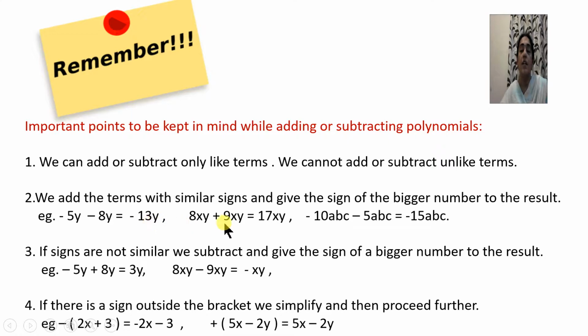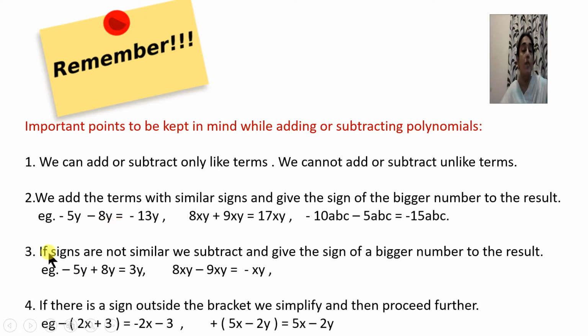Here 8xy plus 9xy, we add the coefficient, that is 8 plus 9, 17. So we write down 17xy and sign of the bigger number is positive. So I allot a positive sign. Same way here, minus 10abc and minus 5abc. The sign of both the terms are negative, so you add the coefficient. 10 plus 5, 15, and sign of a bigger number which is negative, so minus 15abc. So remember, if the signs are similar, you add and give the sign of a bigger number.